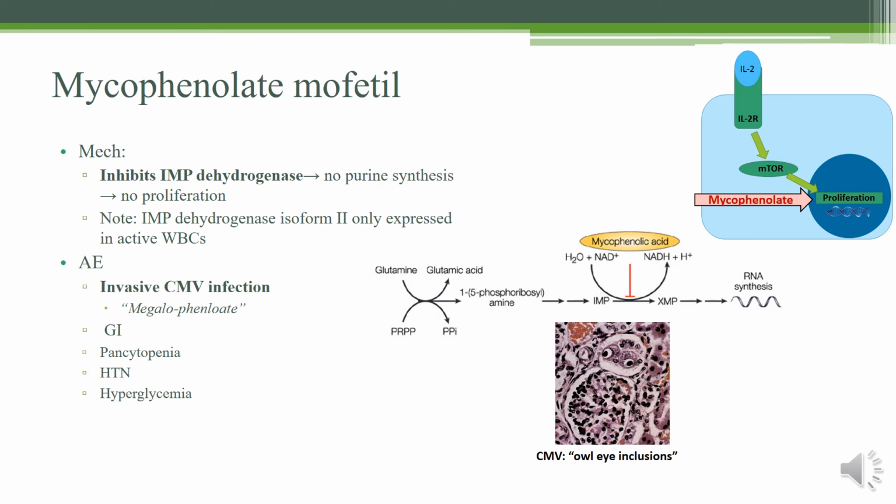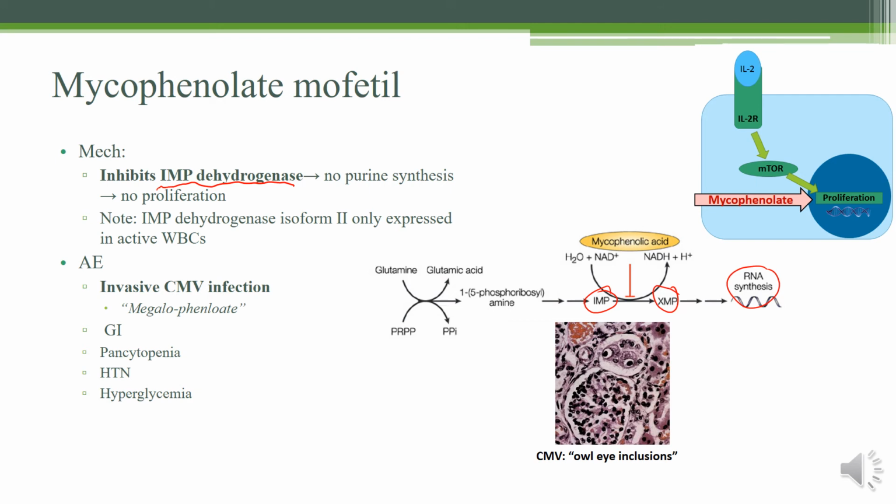All right, let's talk about mycophenolate mofetil. So mycophenolate mofetil actually works by inhibiting IMP dehydrogenase. IMP dehydrogenase stands for inosine monophosphate dehydrogenase. If you remember vaguely from biochemistry, IMP dehydrogenase turns a lot of the inosine monophosphate into xanthine monophosphate, which is very important for purine synthesis. And if you don't have purine synthesis, you can't make RNA or DNA for that matter. And this is very important for synthesis of new cells or proliferation. So that's just the general mechanism of it.